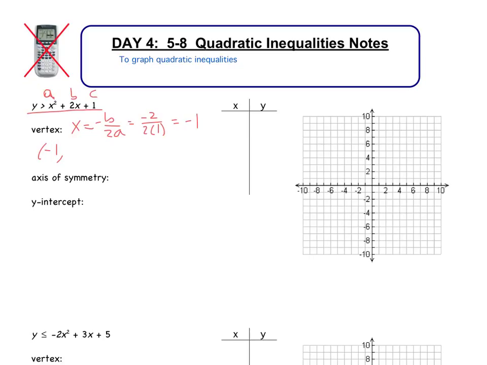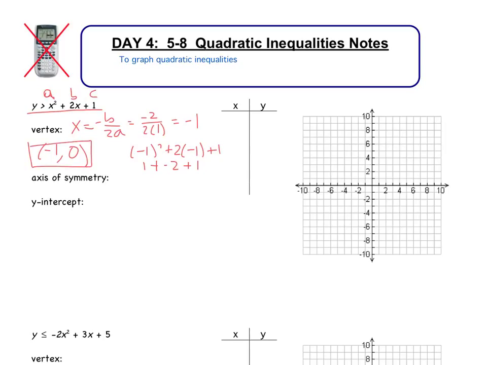Now to figure out what the y value is, we're going to have to substitute negative 1 in. So I have negative 1 squared plus 2 times negative 1 plus 1. So this is 1, add negative 2, add 1, which is 0. So our vertex is negative 1, 0.